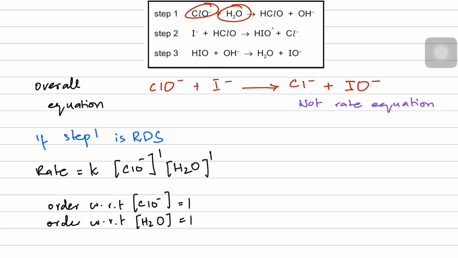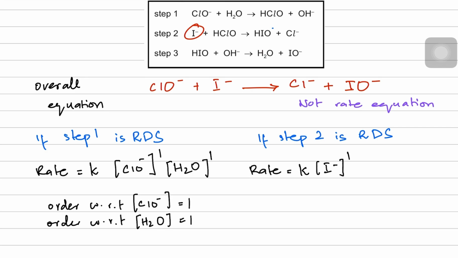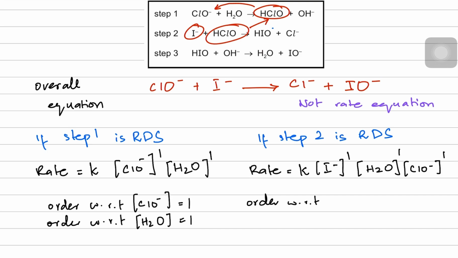Things would be a little more complicated if second step was the rate determining step. Like for example, if second step was considered as RDS, let's put everything which is involved in second step. So I have I- over there, I will write that. So I- can be written with an exponent 1 because only 1 mole is involved. And then HClO. But HClO was made by the step 1. So please write all the reactants of step 1 instead of HClO itself, which will involve ClO- and H2O. Because these were the reactants that gave you HClO. So order with respect to I- is 1, order with respect to H2O is also 1, and order with respect to ClO- is also 1.